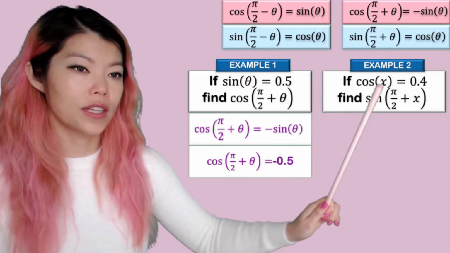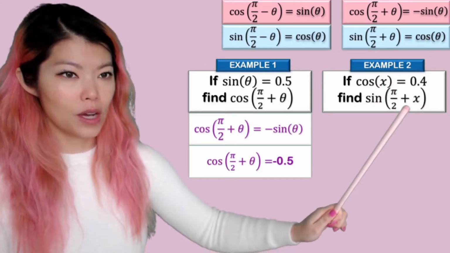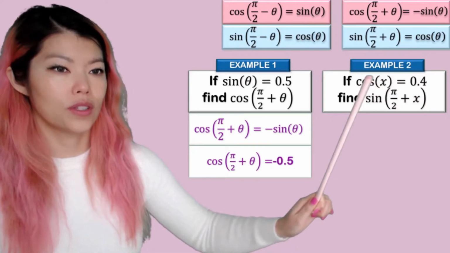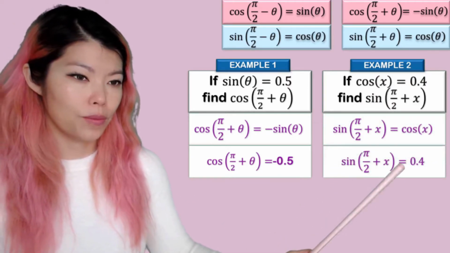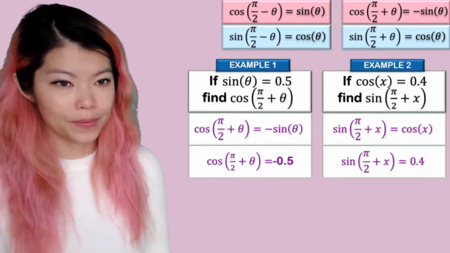Example 2, if cos x equals 0.4, what is sine(pi/2 + x)? Well, we know that sine(pi/2 + x) is just equal to cos x from this statement here. So therefore, we can just say 0.4. So you have to memorize these 4 statements.